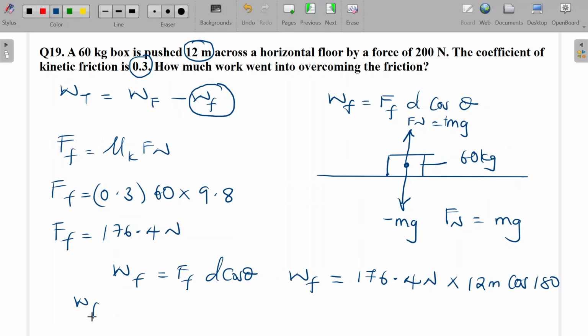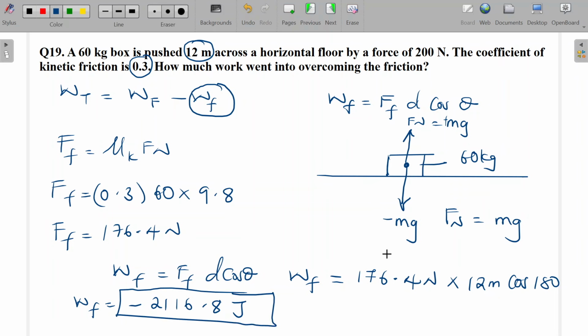So our work done by the friction force is equal to, when you multiply 176.4 times the 12, it will give us 2116.8, times cos 180, which gives us a negative 2116.8 joules. So this is the work done to overcome the friction. Okay, are we together?